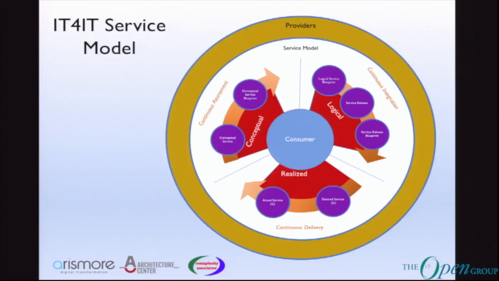One of the main deliverables of the IT4IT reference architecture is service. So we are service-centric. It's a service-centric framework. And what you can see here is this blue circle as the data object, which allows us to precisely identify the different states of the service through its life cycle. So you can see we have seven different objects with relationships between these objects that allow us to very precisely follow the service life cycle.